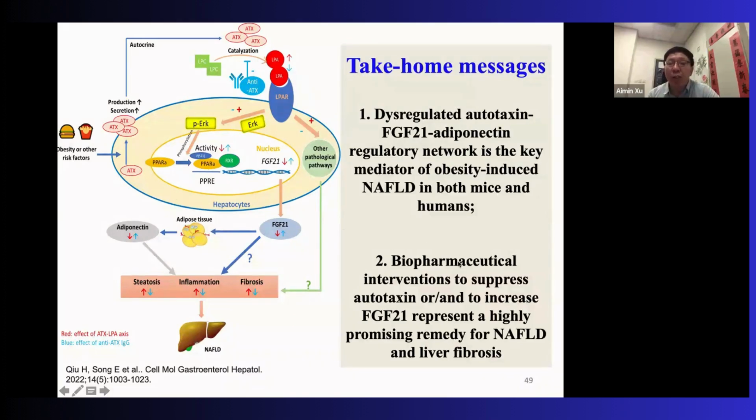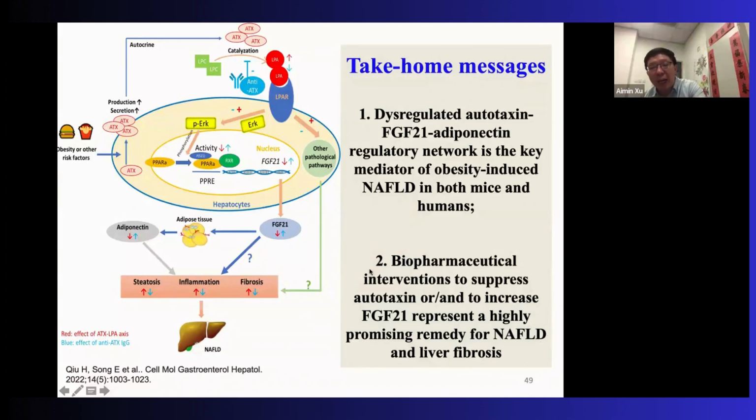So biopharmaceutical intervention to suppress autotaxin and/or to increase FGF21 represents a highly promising remedy for this obesity-related MAFLD and also liver fibrosis.